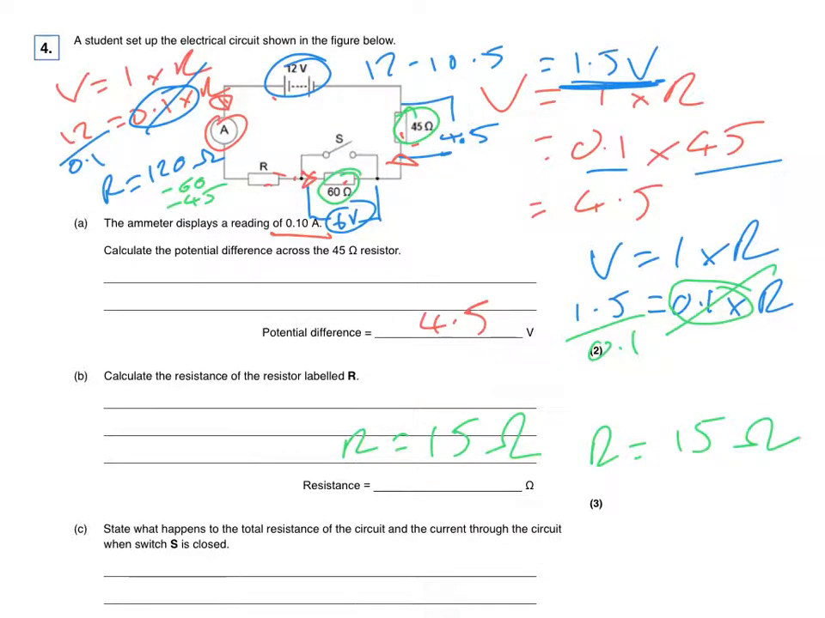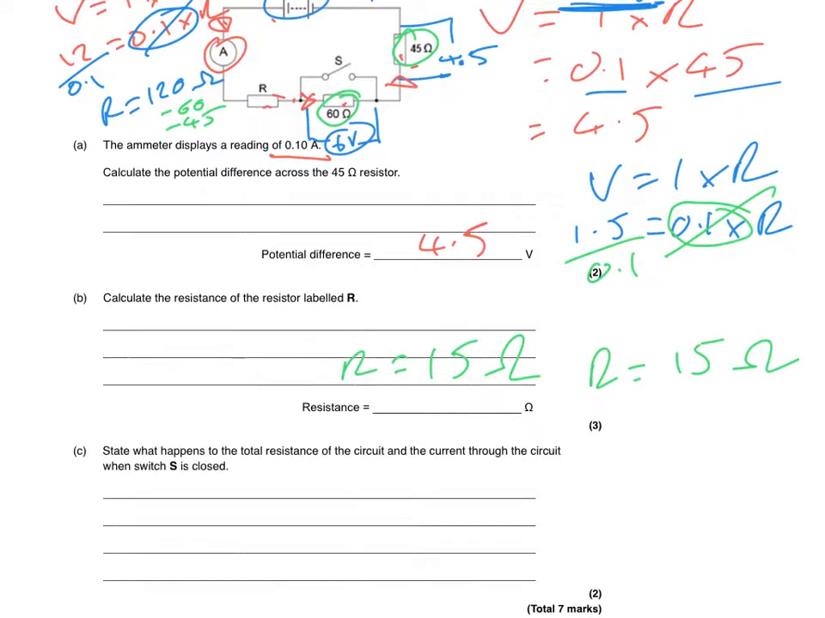Okay, state what happens then to the total resistance of the circuit and the current through it when switch S is closed. Bear in mind that this is a 2-mark question. So we've got to put in 2 separate things for this. And just if you read carefully, what happens to the total resistance of the circuit and the current. So first of all, what happens to the total resistance?